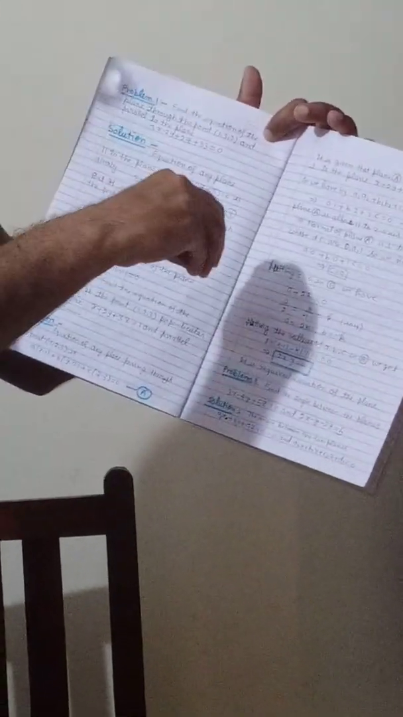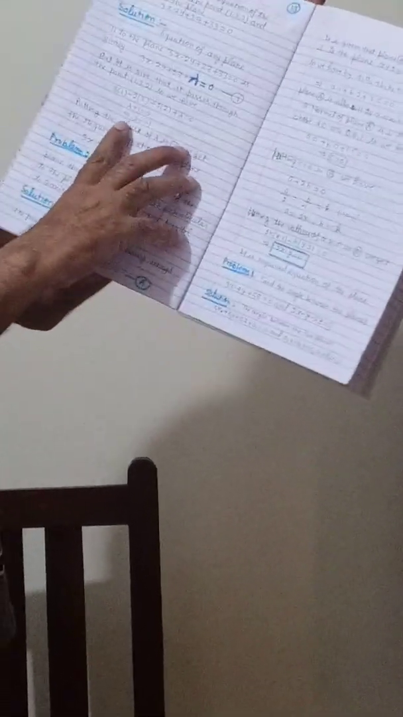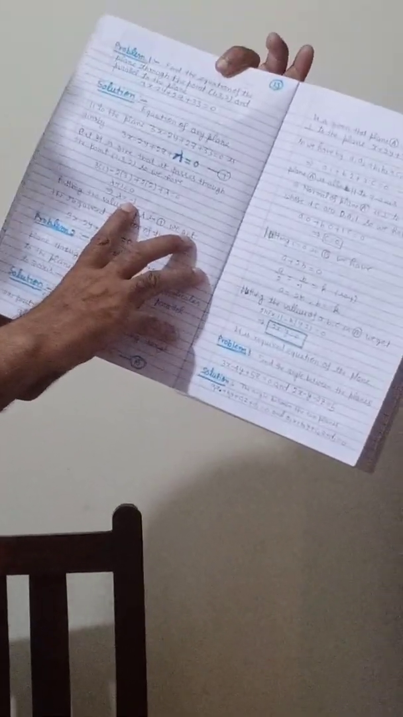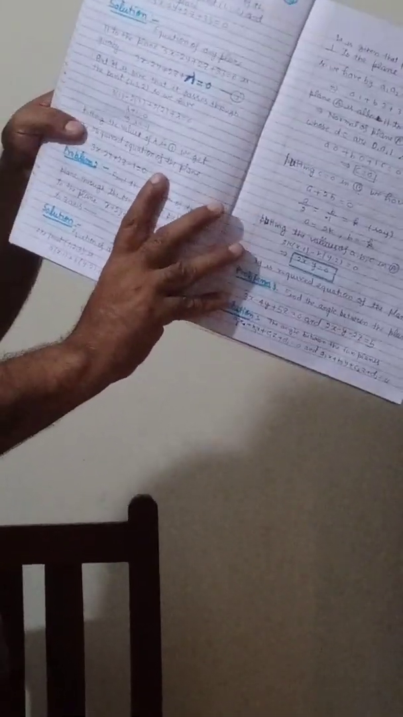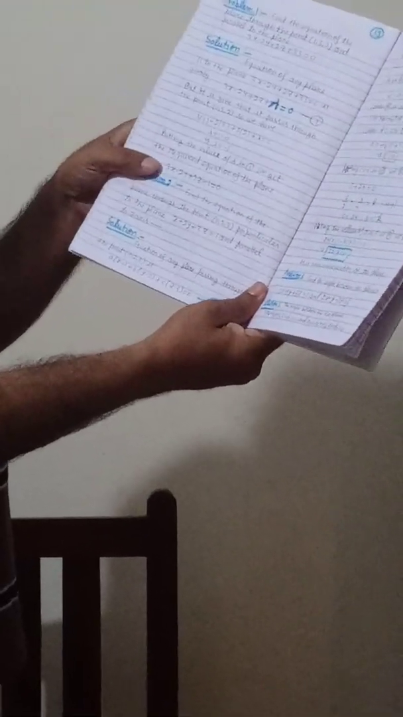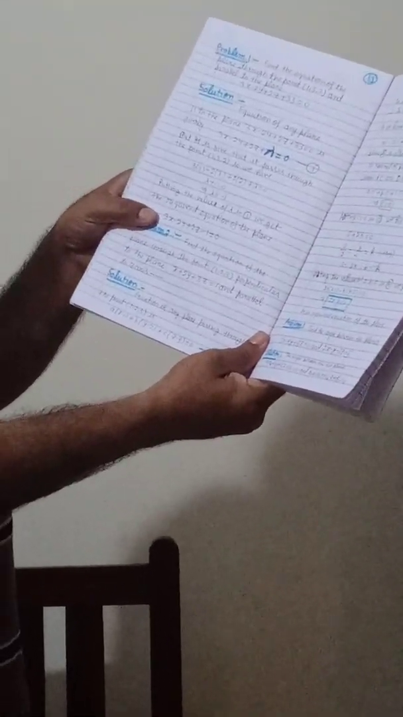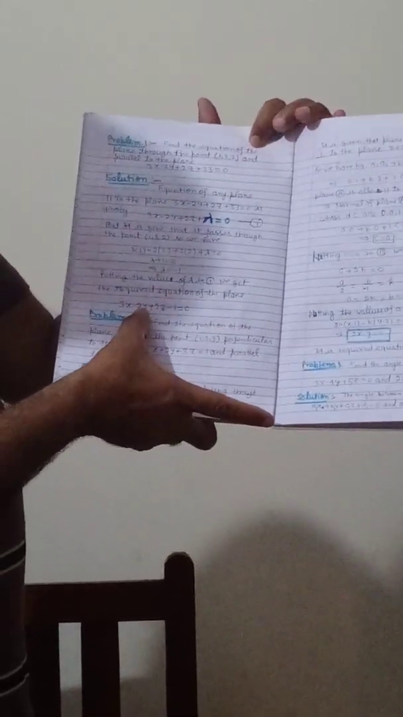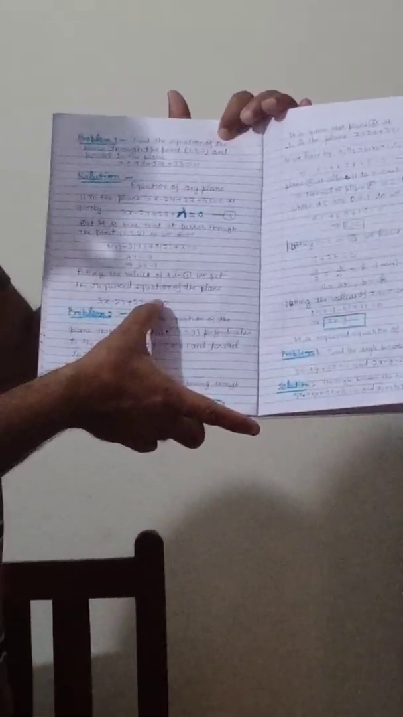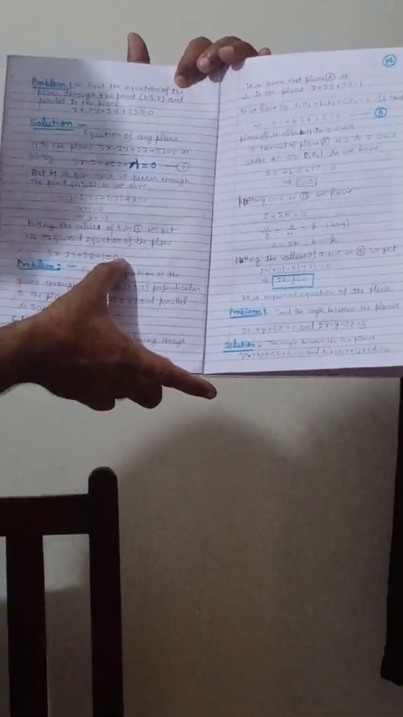Clearly it is given that this plane is passing through the point 1, 3, 2. So put the point 1, 3, 2 in this equation. We will get the value of lambda. It comes out to be minus 1. See here. And put the value of lambda, we get the required plane. So the required equation of the plane we get is 3x minus 2y plus 2z minus 1 is equal to 0.